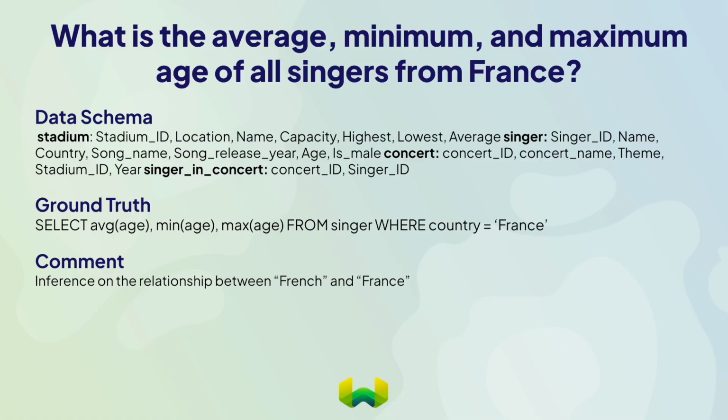So first of all, imagine this question: what is the average, minimum, and maximum age of all singers from France? We have this database with the tables stadium, singer, concert, and singer in concert, and then we need this to produce this query: select average age, min age, max age from singer where country equals France. So the large language model needs to look at the table, look at the keys, infer this country property, and then generate this query.